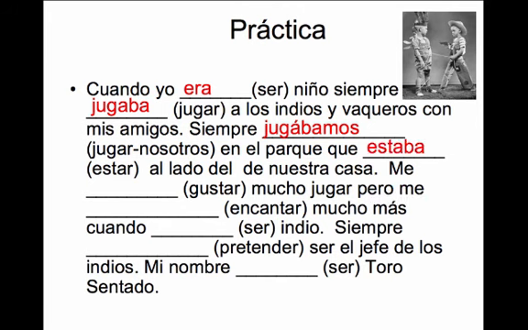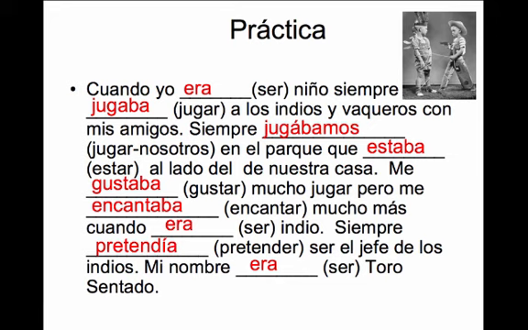Oops, I made a mistake there. Forget the del. So we always played at the park that was next to our house. Me gustaba mucho jugar, pero me encantaba mucho más cuando era indio. I liked to play, but I loved it even more when I was an Indian. Siempre pretendía ser el jefe de los indios. I always pretended to be the boss of the Indians. Mi nombre era Toro Sentado. My name was Sitting Bull.